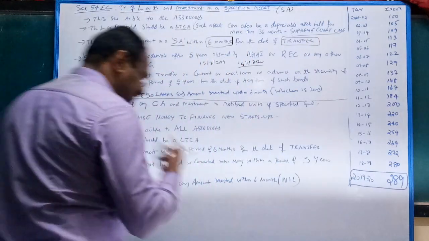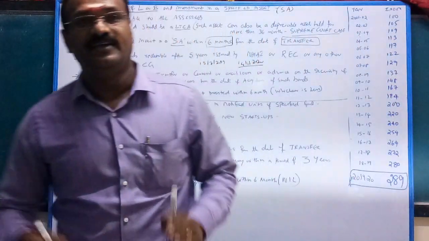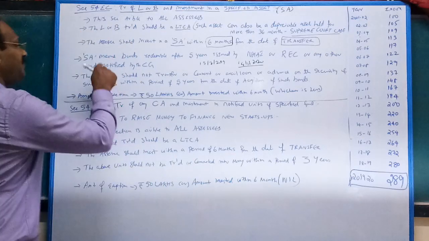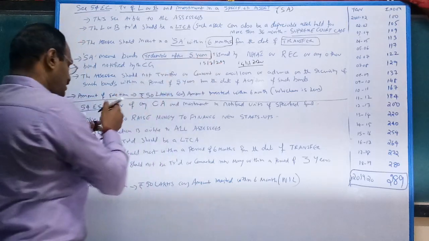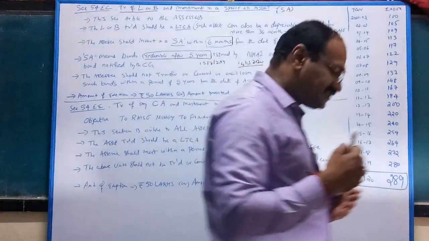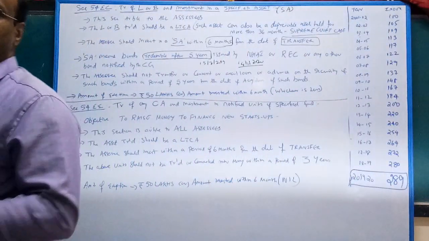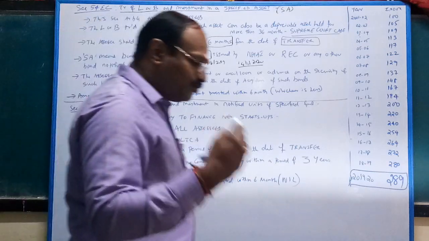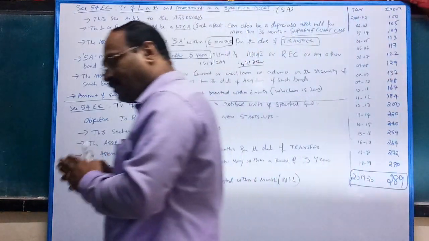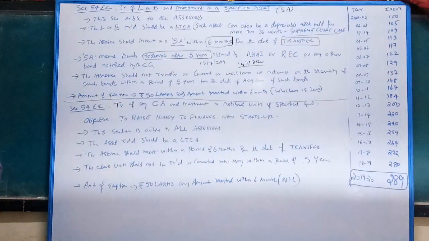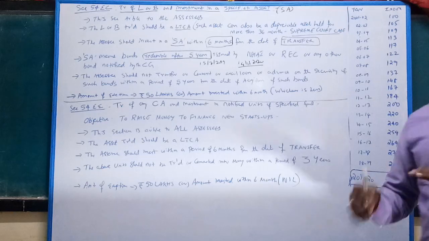Fine. What is a specified asset? It means a bond redeemable after 5 years, issued by National Highway Authority of India or Rural Electrification Corporation Limited or any other bond notified by the central government. So the assessee invests in a specified asset. A specified asset is nothing but a bond redeemable after 5 years, issued by NHAI or REC or any other bond notified by the central government.